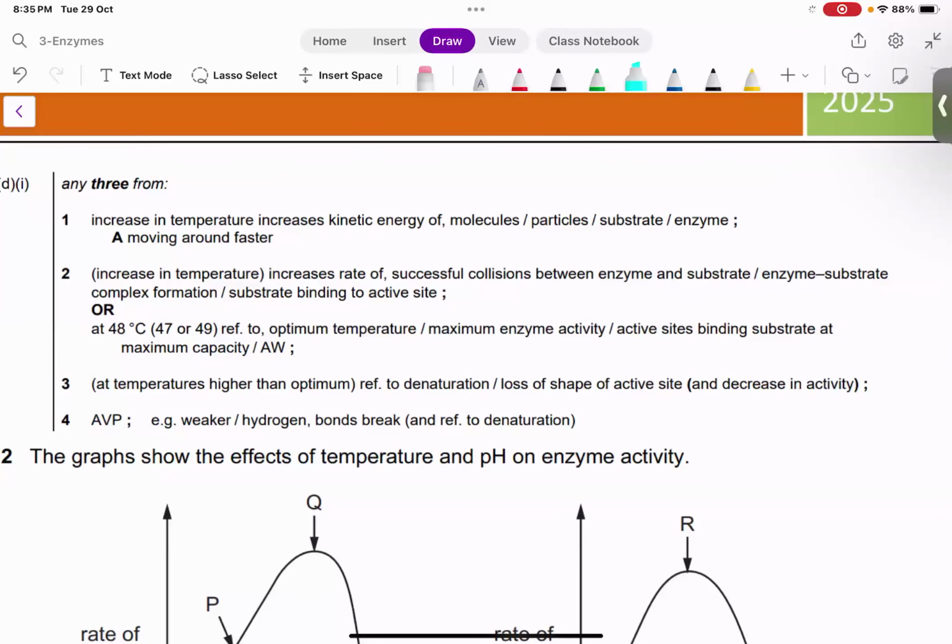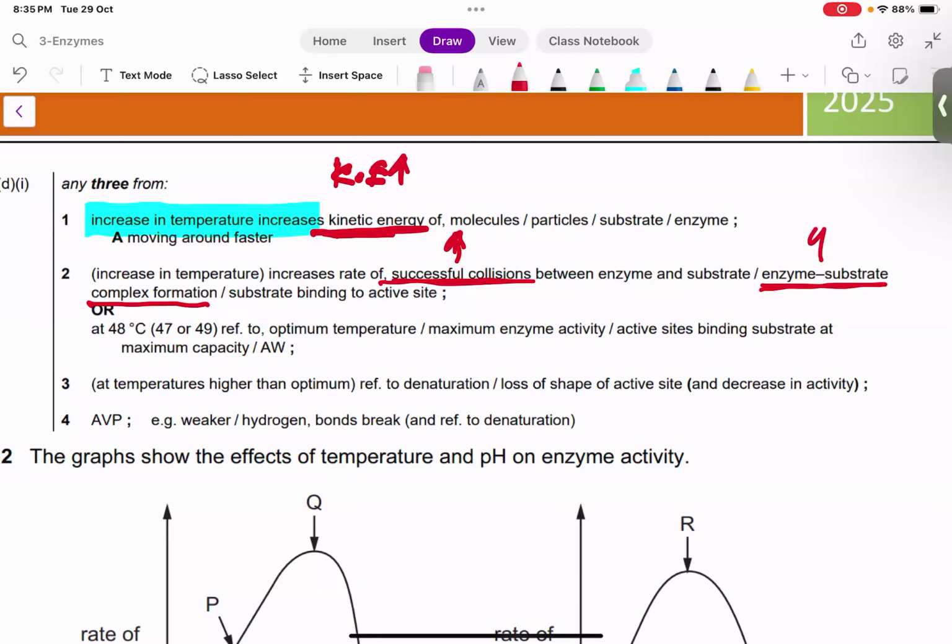We have already discussed that. So as you see, increase in temperature increases kinetic energy. Okay, so this is one. More kinetic energy here. If there is more kinetic energy, there would be more successful collisions. And if there are more successful collisions, consequently, you will have more enzyme substrate complexes formed. And that is how you would have a higher rate of enzyme activity. When there are more enzyme substrate complexes, the enzyme would convert more substrate into the products.